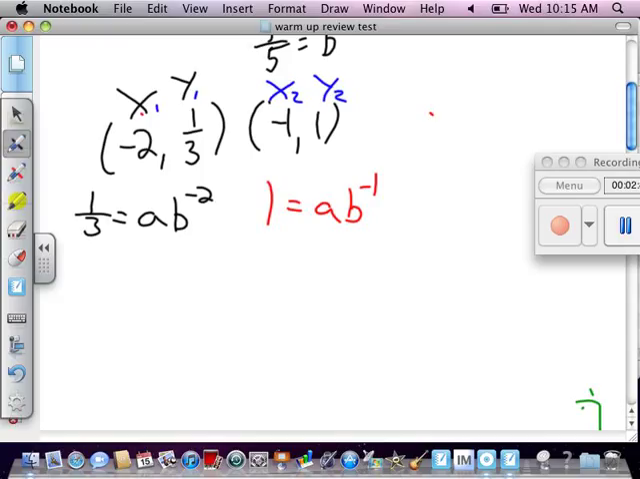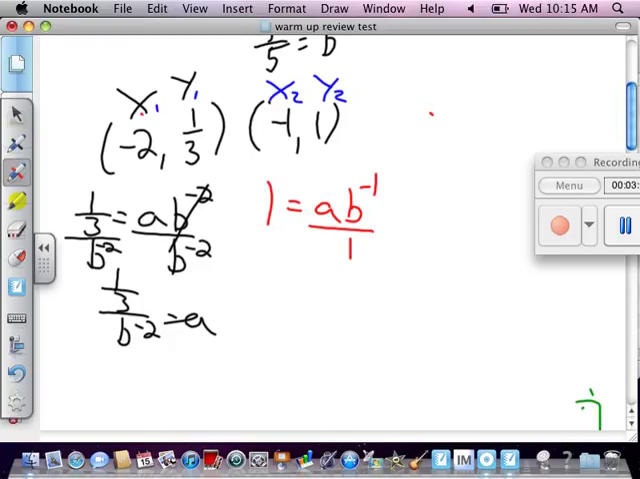CJ, you have a question? Yes, you can just do that. Yep. I'm going to show you one way using the long way and one way using the short way. All right, now I'm going to get a by itself. So I'm going to divide both sides by b to the negative 2. These cancel. I'm left with 1/3 over b to the negative 2 equals a. Then I'm going to use this side. I'm going to divide both sides by b to the negative 1. Excuse me, 1, thank you. 1 over b to the negative 1 equals a.